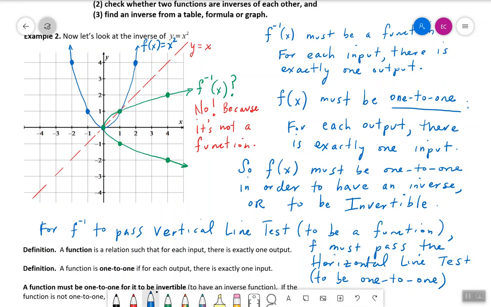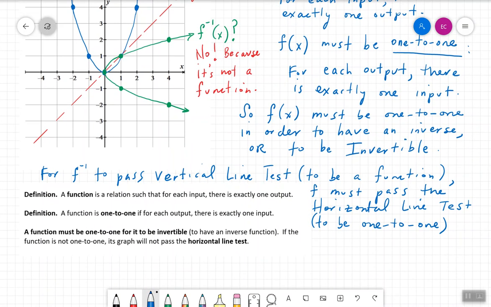Okay, so when we draw a horizontal line across f of x, we see that it hits the graph more than once, and so we say that it's not one-to-one, and so it's not invertible. Or another way to say that is that the output 4 has more than one input: it has an input -2 and another input 2. f of x is still a function, it's just not invertible.